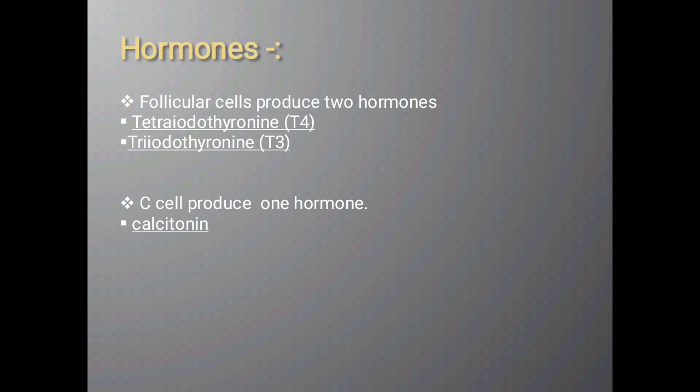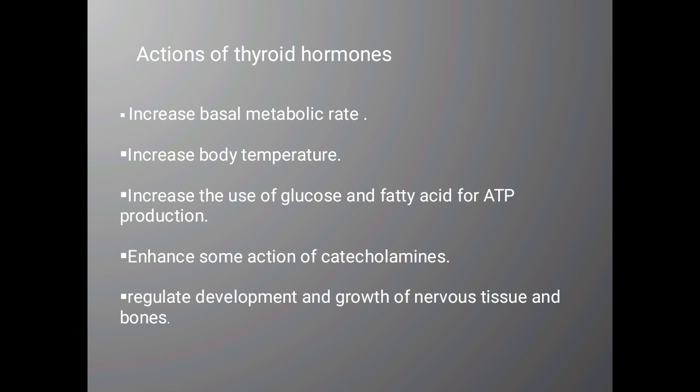Now the hormones. There are two types of hormones of the thyroid gland: tetraiodothyronine and triiodothyronine. Tetraiodothyronine is also called T4, and triiodothyronine is also called T3. T4 means there are 4 iodides present, and T3 means there are 3 iodides present. Parafollicular cells, or C cells, produce one hormone, that is calcitonin.